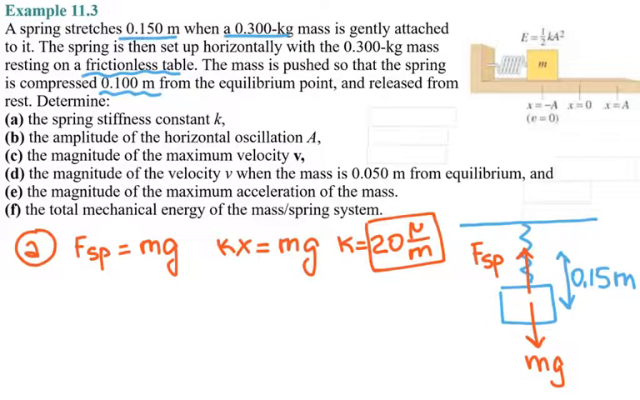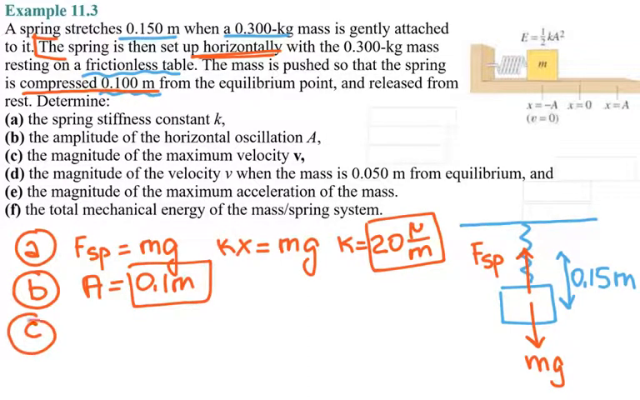Then for the second part, they ask for the amplitude of the horizontal oscillation, or A or X. Because they say the mass is pushed so that the spring is compressed 0.1 meter, when it is placed horizontally, the first one was vertical up till here, and from here it is now horizontal, and they ask you to find the amplitude. The amplitude is that maximum compression, which is 0.1 meter.